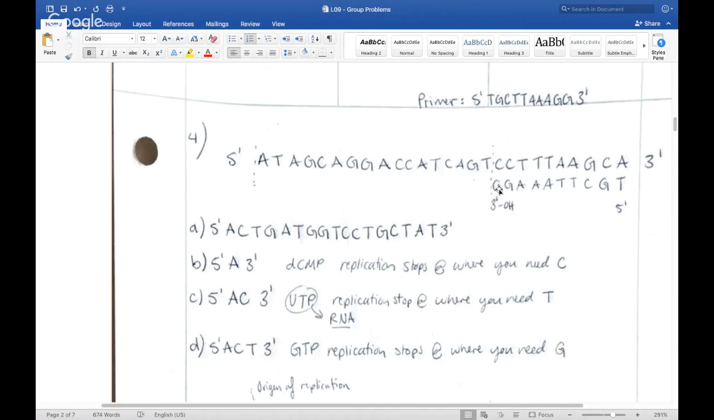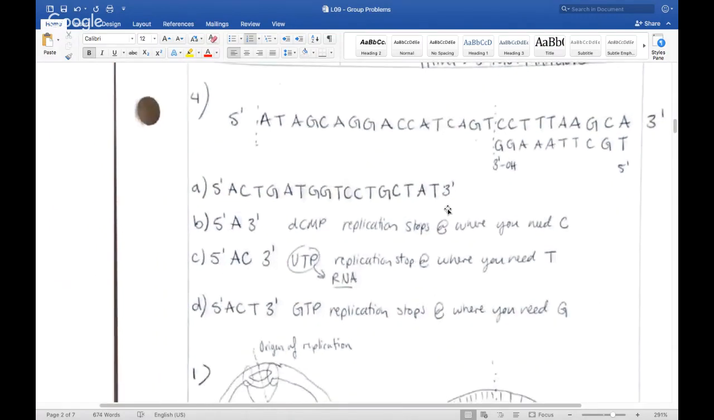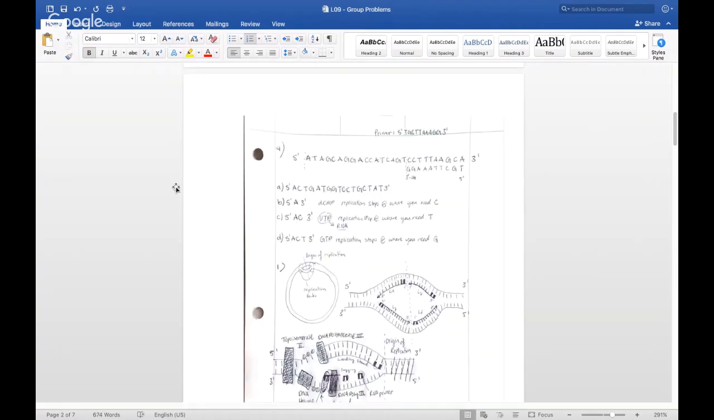So in this case, G goes with C, G goes with C, A goes with T. So we probably know that this primer is going to attach this way. So this primer attaches this way. So G to C, G to C, A to T, A to T, A to T, A to T, T to A, T to A, G to C, G to C, T to A. Bam, there it goes.